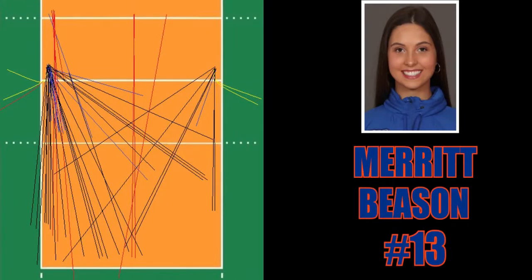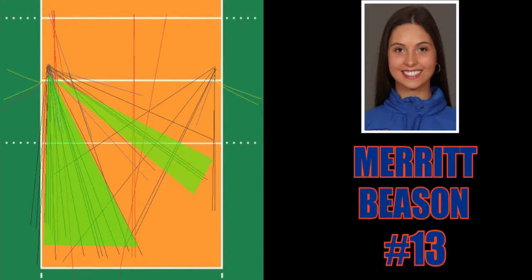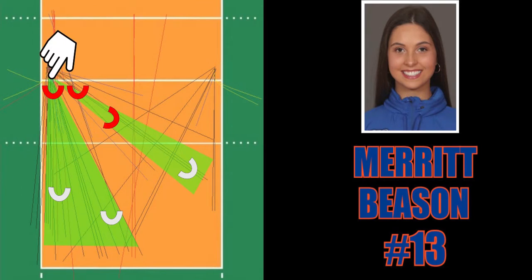Okay, the number 13. First thing, I extract her tendencies. And from this, I set up my block defense system. I choose to block line. My off blocker covers the tip. The right back defender digs the angle attack. My middle back defender switches left. And my left back stays on her regular second base.